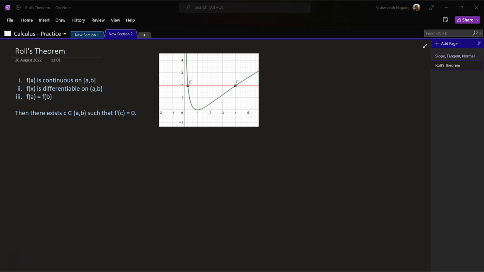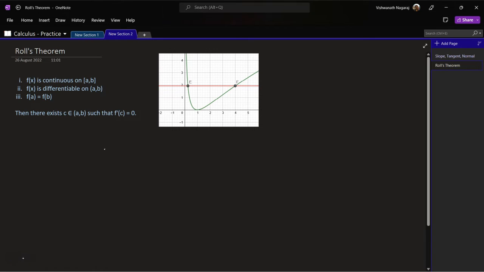Rolle's theorem. Now, what the theorem says is that let's say we have a function f of x, which is continuous in the closed interval a to b, and is differentiable on the open interval a comma b. And f of a is equal to f of b.